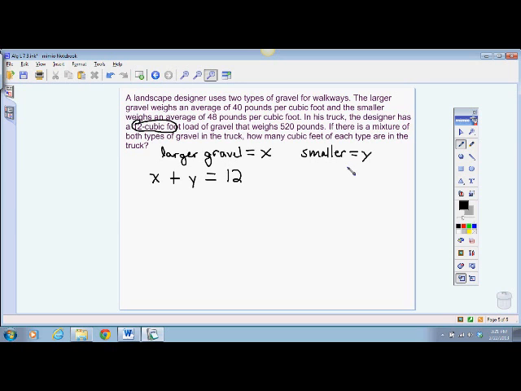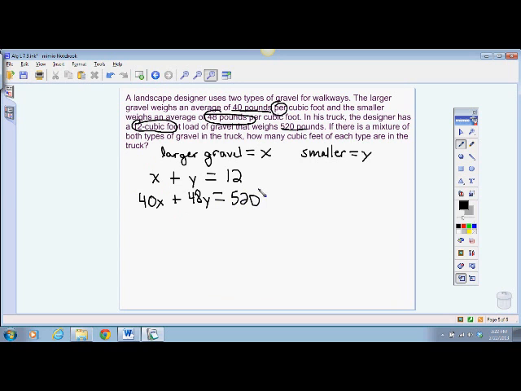Now the second thing we can talk about is weight. I know that the larger gravel weighs 40 pounds per cubic foot. Remember, when you see that word per, it means it's our rate, so however many cubic feet we have, we multiply by the number of pounds. Same thing is true for our smaller gravel: 48 pounds per cubic foot, so I'm going to write 48y. And this is weight, so we have a total of 520.